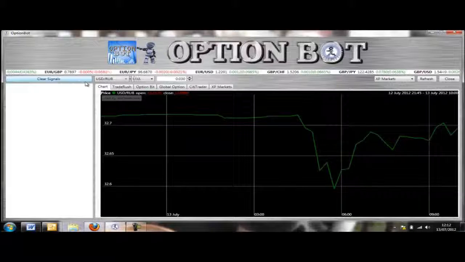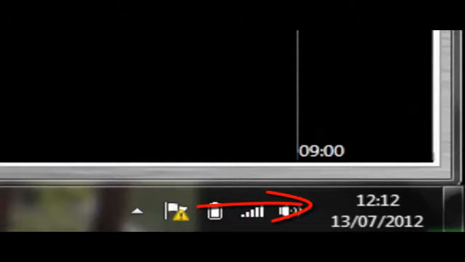When such a large jump like 0.030 or 3 pips occurs in just 15 minutes, you need to apply a what goes up must come down logic and vice versa, and then place your trade immediately to turn this fluctuation into profit. This is how you can utilize OptionBot to consistently win more trades. With the basic functionality of OptionBot covered, let's look at the time. As you can see, it's 12:12 p.m. on the 13th of July, 2012.